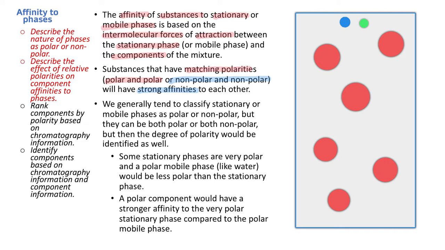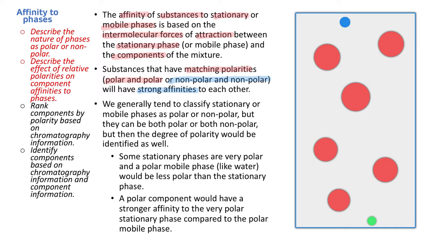In this example, I have this green component again. Because it's not the same color as the stationary phase, it doesn't have a high affinity to it, so it might fly through here, stick to it only a short amount of time, and then move on to the next one, and then move through it fairly quickly.